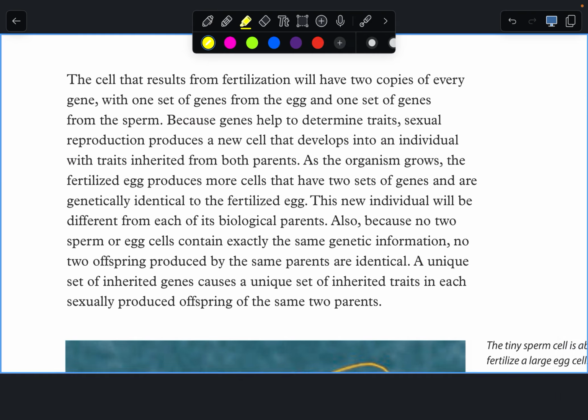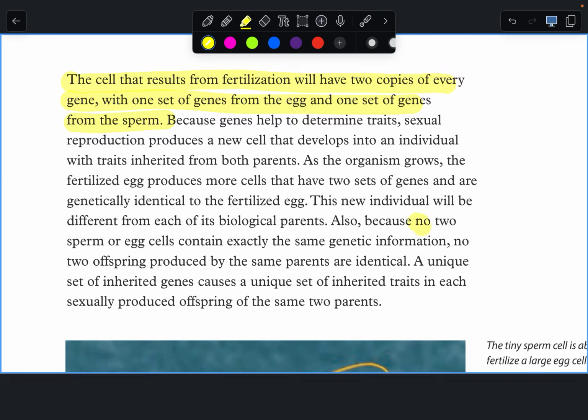The cell that results from fertilization will have two copies of every gene, with one set of genes from the egg and one set of genes from the sperm. That's another great statement that I am going to highlight. Because genes help to determine traits, sexual reproduction produces a new cell that develops into an individual with traits inherited from both parents. As the organism grows, the fertilized egg produces more cells that have two sets of genes and are genetically identical to that fertilized egg. This new individual will be different from each of its biological parents.